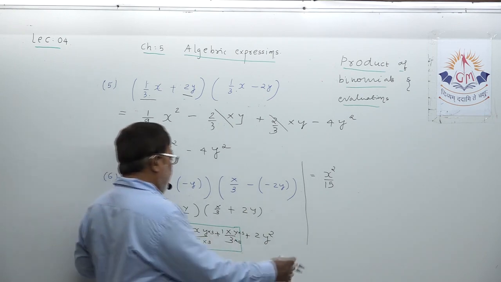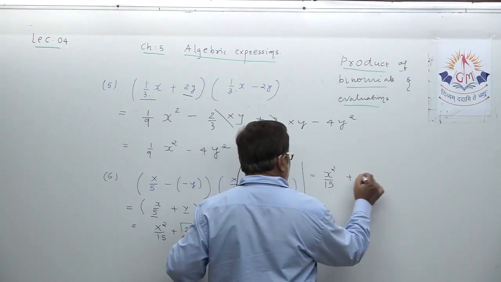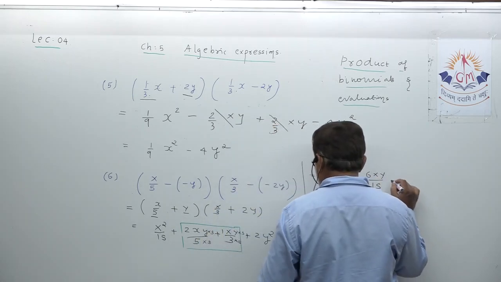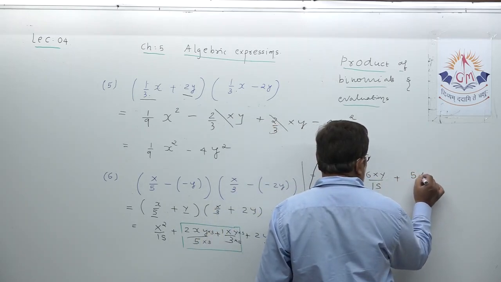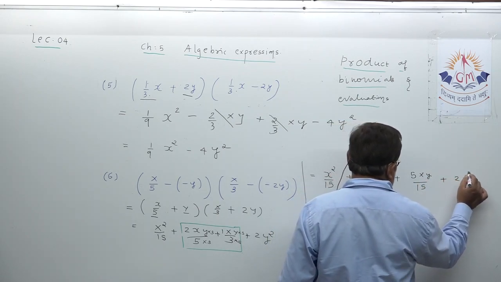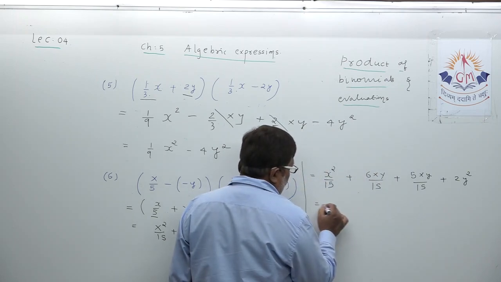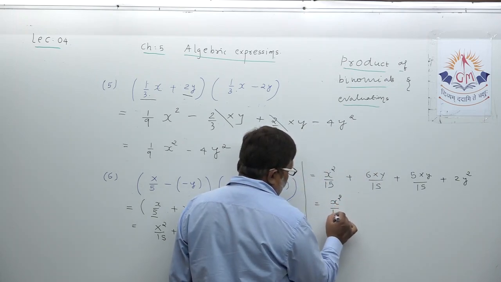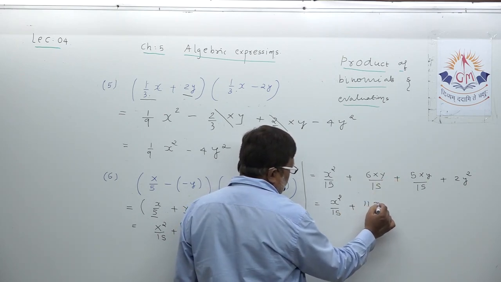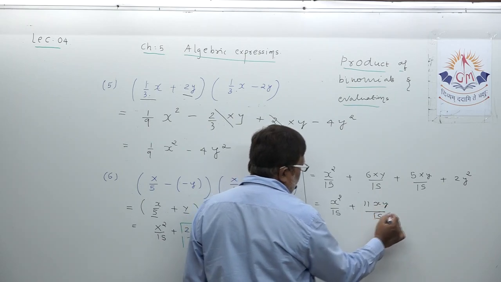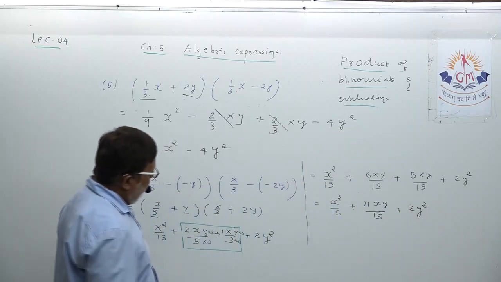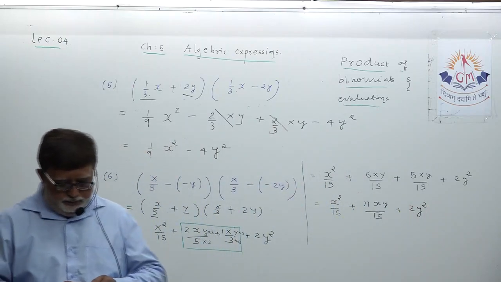So this will be plus 6xy upon 15 plus 5xy upon 15 plus 2y square. Okay. Now the sum becomes simpler. x square upon 15, common denominator, 6 plus 5, 11xy upon 15 plus 2y square. Okay. Verify this example properly.